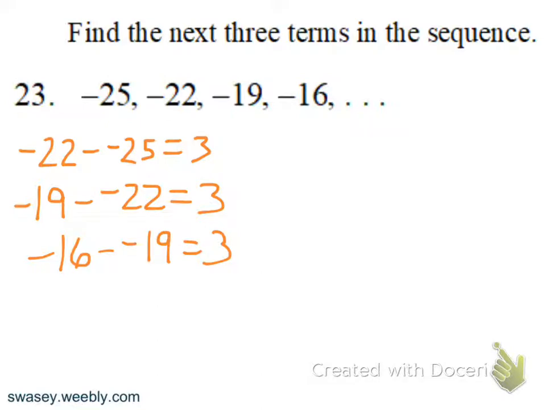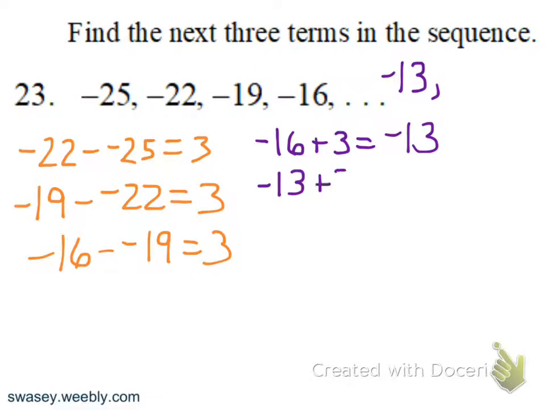So we'll do negative 16 plus 3 and get negative 13. Negative 13 plus 3 is negative 10. Negative 10 plus 3 gives us negative 7.